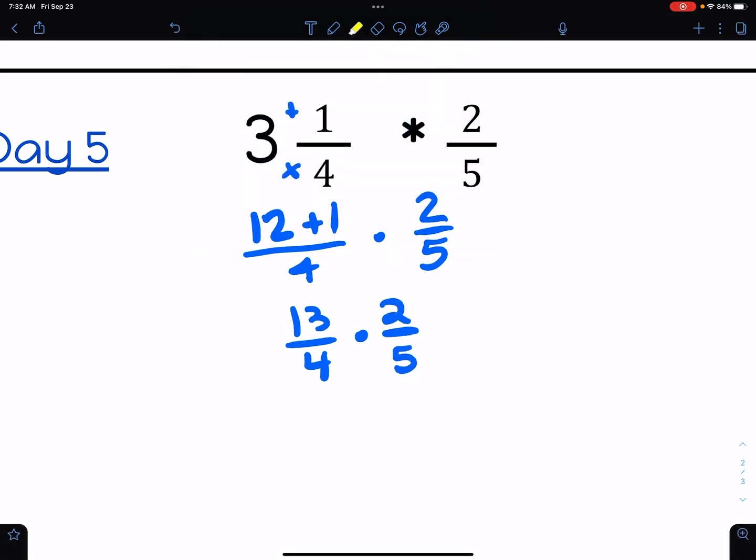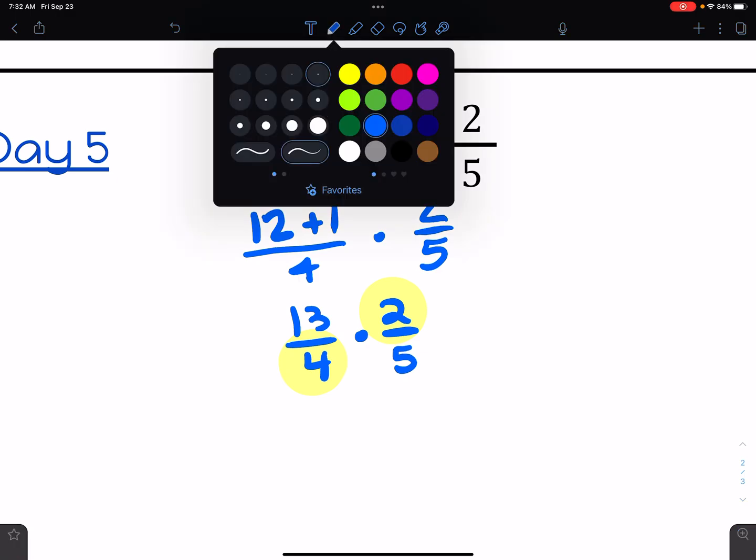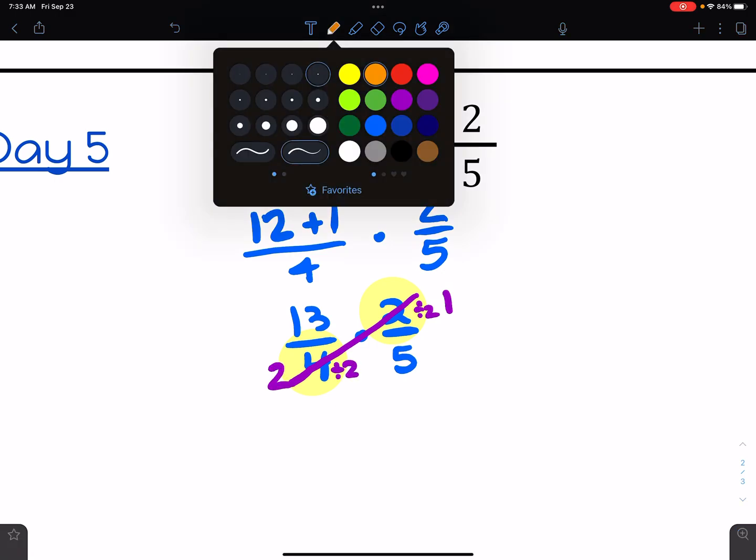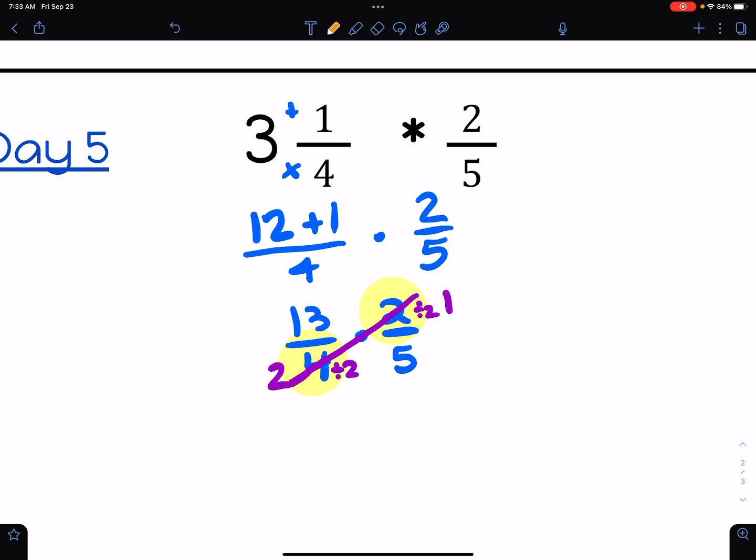Now I am going to look at my cross cancels. It looks like those could be simplified by 2, and I will tell you that I usually cross the numbers out and trade. 2 divided by 2 is 1. 4 divided by 2 is 2. Let's look at the other set of numbers, which is 13 and 5. They do not have anything in common, so I'm just going to multiply across at this point. 13 times 1, which is 13, and 2 times 5, which is 10.